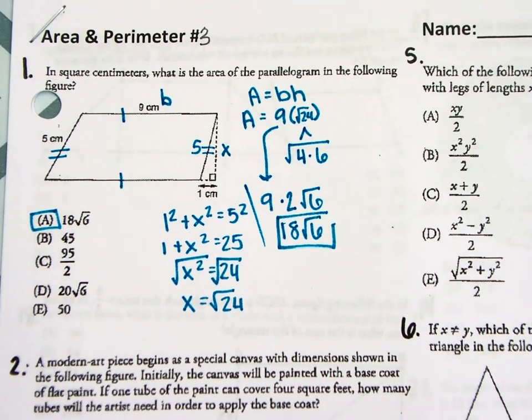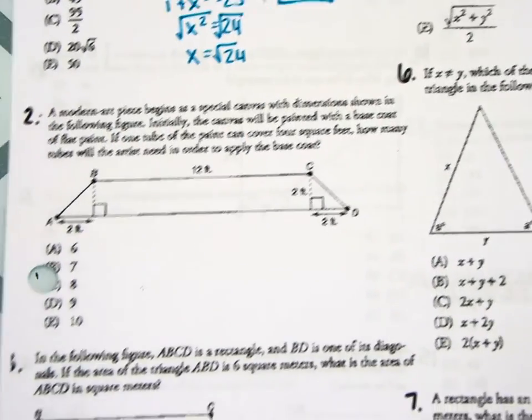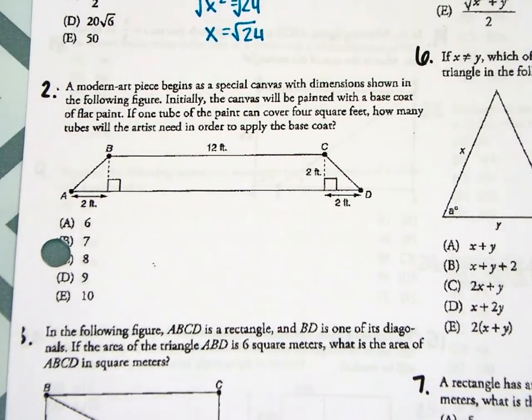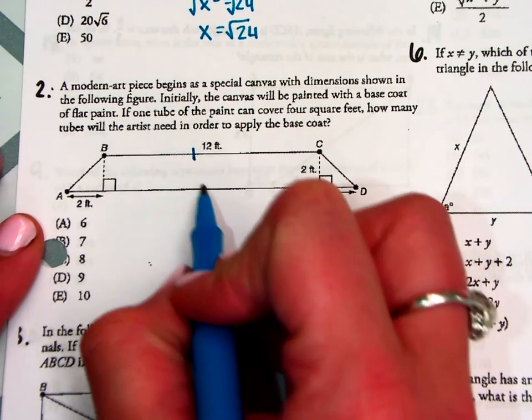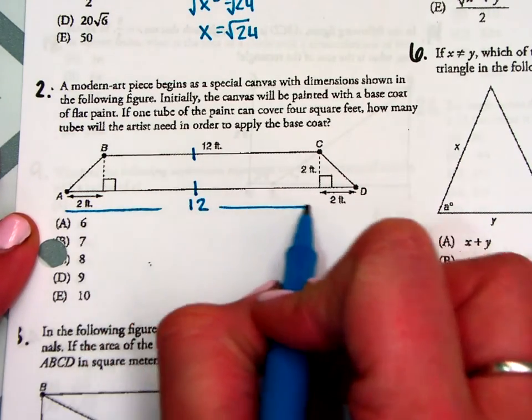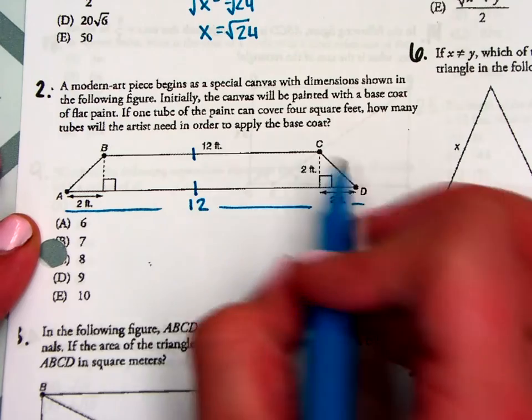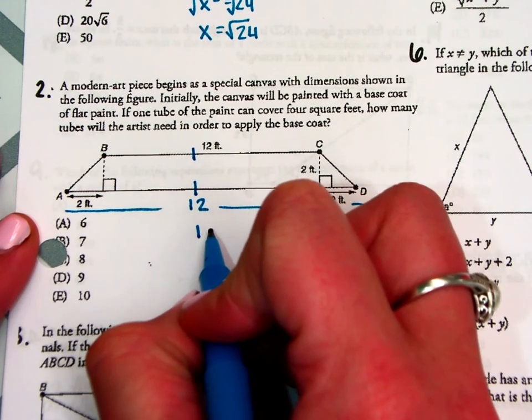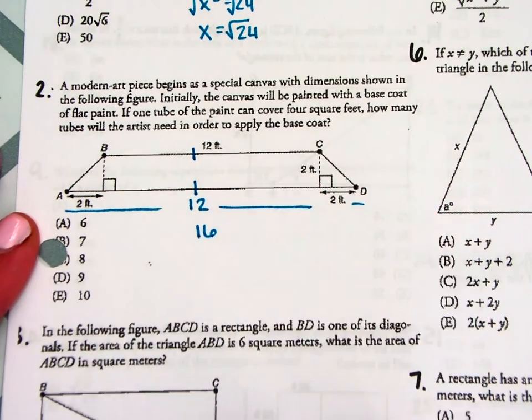All right, we're doing a modern art piece on number 2. On number 2, the modern art piece, we want to know how many tubes of paint it's going to take, which means we have to find the area of the shape. Well, this distance and this distance are equal, so the length of this full base is 2 plus 12 plus 12, which is a value of 16.